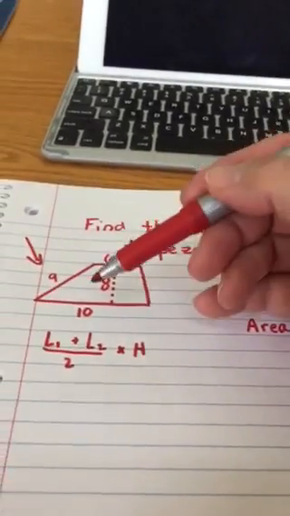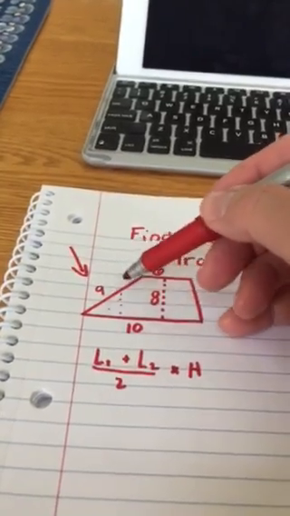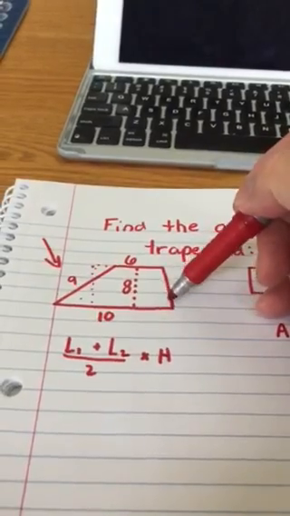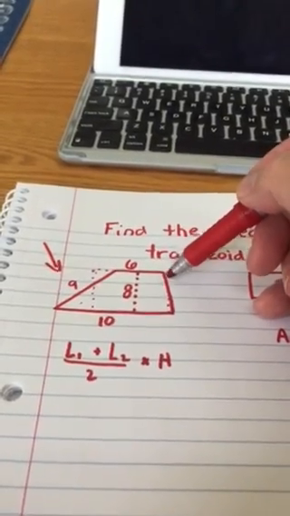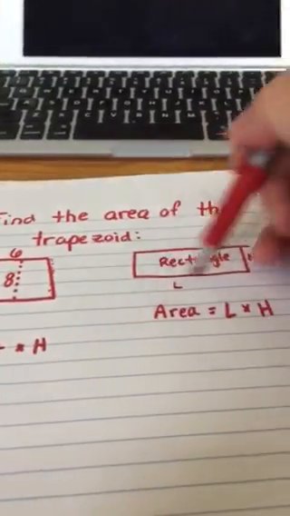Now, a trapezoid is kind of like a rectangle. If I were to cut this piece off and take this piece and put it up here, I might have a rectangle. And then this, maybe I should cut a little of this off here because it's kind of crookedy and put it up here. I would end up with a rectangle, and a rectangle area is just length times height.